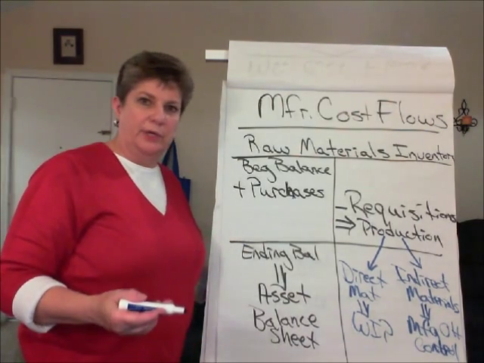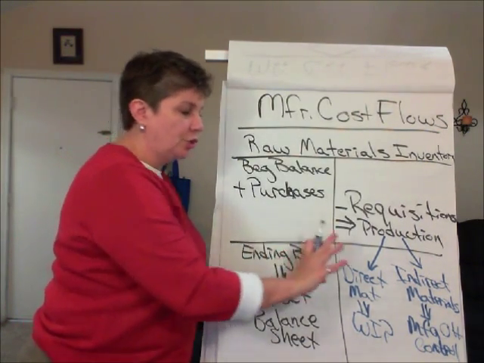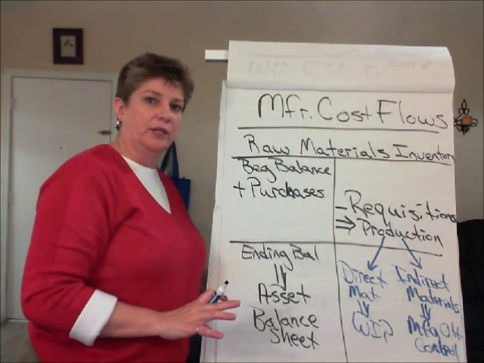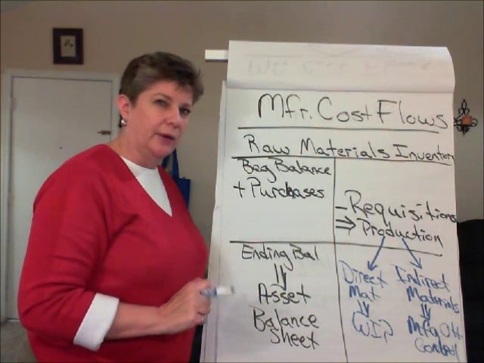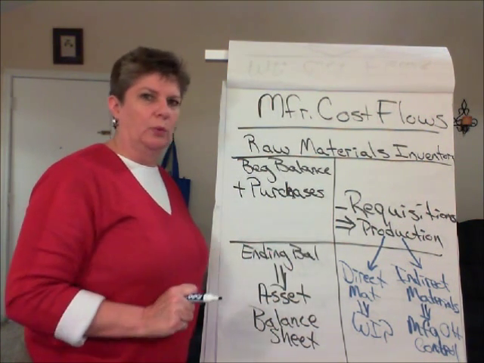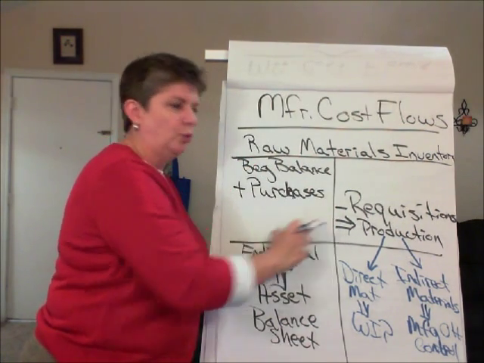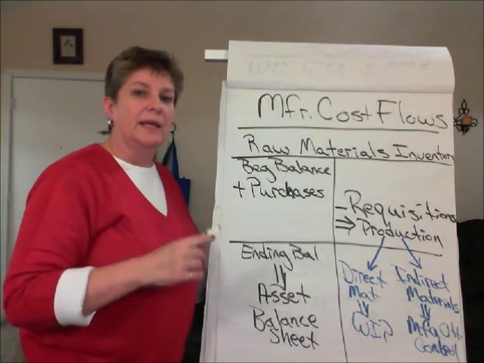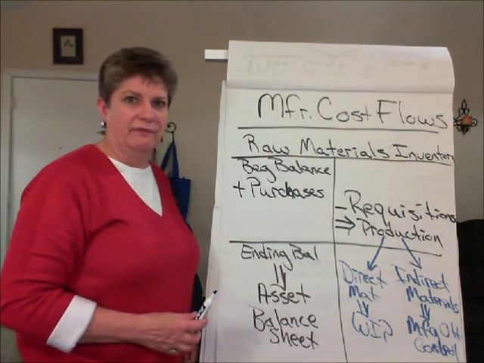And then at the end of the period, or when the products are complete, we would charge part of that manufacturing overhead control cost to the work in process inventory account. And we'll see more about that when we look at work in process. So that's the cost flows through raw materials inventory. Now let's look at the next step, which is the work in process inventory account.